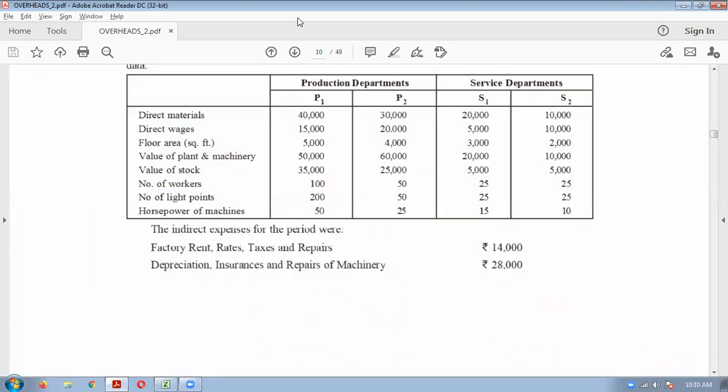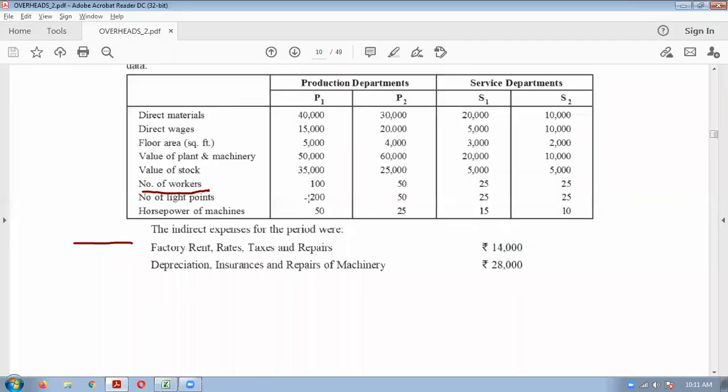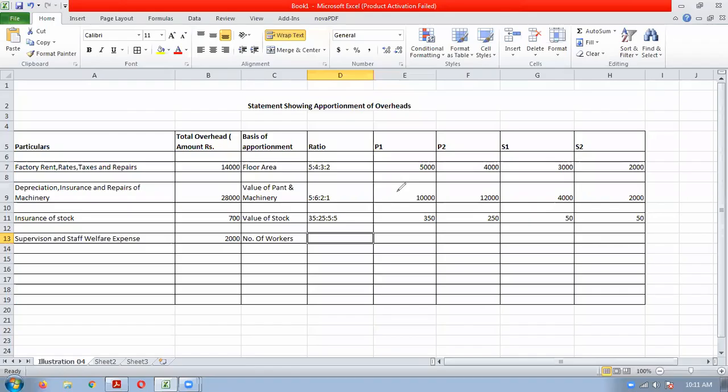Staff welfare is related to whom? Workers, no? So number of workers will be relevant. Logical, no? Staff welfare is related to workers. So number of workers we can take as the base. Correct. Number of workers. So the ratio will be 150, 25, 25. So the ratio you can divide, no? So 4 is to 2 is to 1 is to 1 ratio.